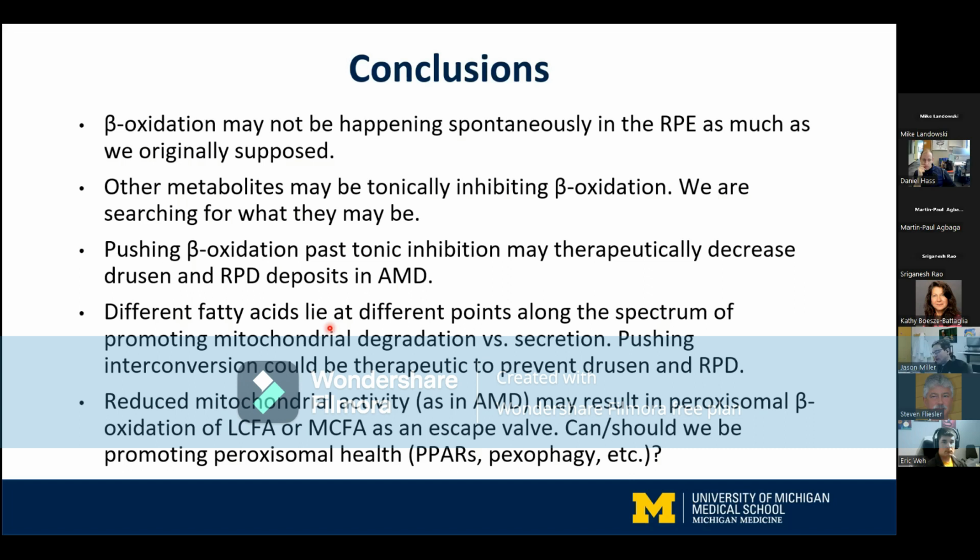Either transcriptionally upregulating it, for example, with PPARs, or promoting autophagic turnover, which again was an idea that Kathy had brought up before, through pexophagy, et cetera.